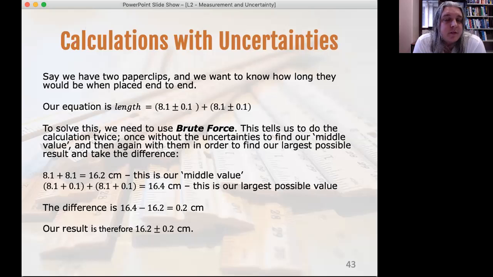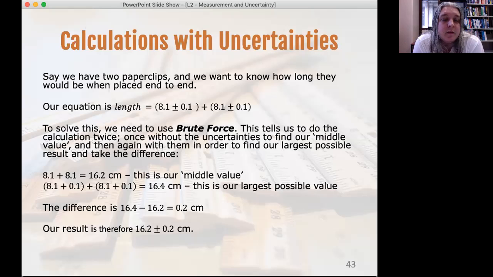Once we take our measurements, we have values with uncertainties. We sometimes want to do a calculation based on it. Remember that we often do indirect measurements. That means we've taken measurements, we need to do a calculation to get the value we're actually concerned with. In this case, we're going to talk about that giant paperclip we had. Let's say we had 2 identical giant paperclips and we want to know how long they would be placed end to end. Our equation is 8.1 plus or minus 0.1, because that was the length of one paperclip, plus the same thing again, plus 8.1 plus or minus 0.1.